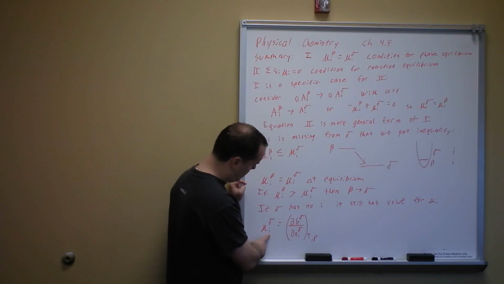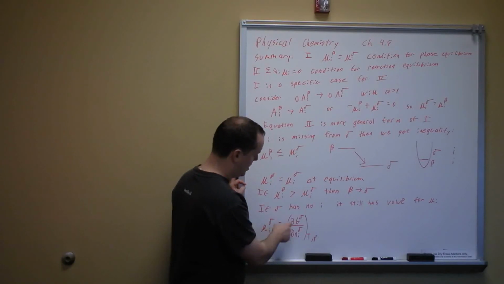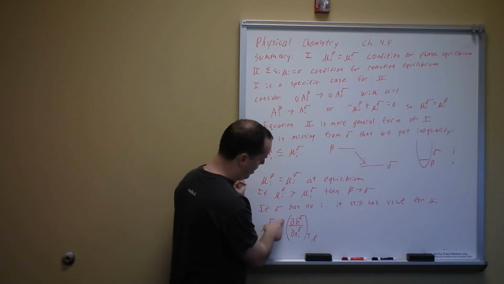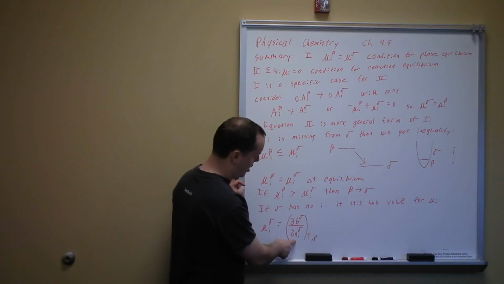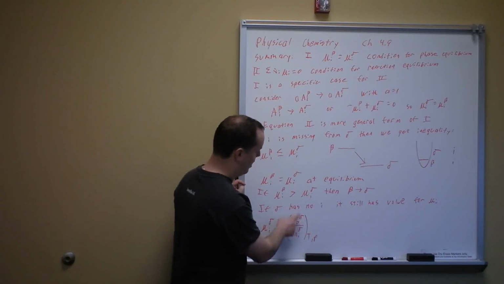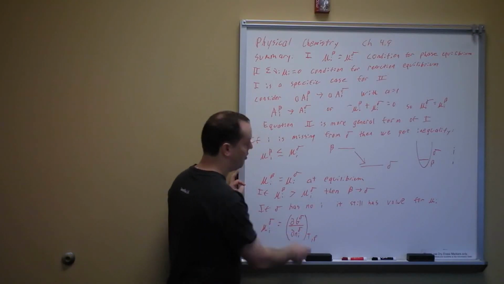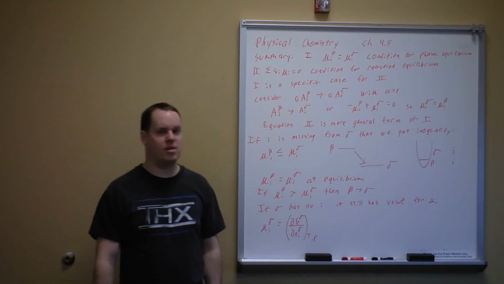The chemical potential for substance I in phase delta is just the derivative of the Gibbs free energy with respect to the change in the number of molecules. And that's all for phase delta. And that's holding temperature and pressure constant, obviously.